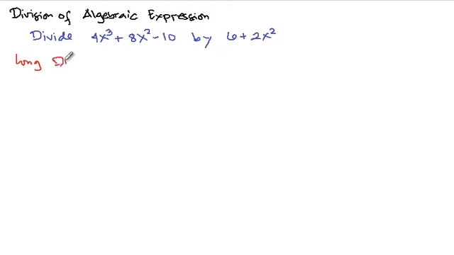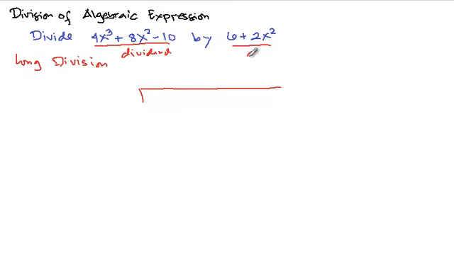We simply divide it just like how we divide numbers. So we put the first term, which is called the dividend. Then the second term, of course, will be the divisor. Okay, and of course we put the dividend inside this symbol, so it will be 4x cubed plus 8x squared minus 10, and we put the divisor outside of that symbol, 6 plus 2x squared, just like what we did with, for example, 8 divided by 3.